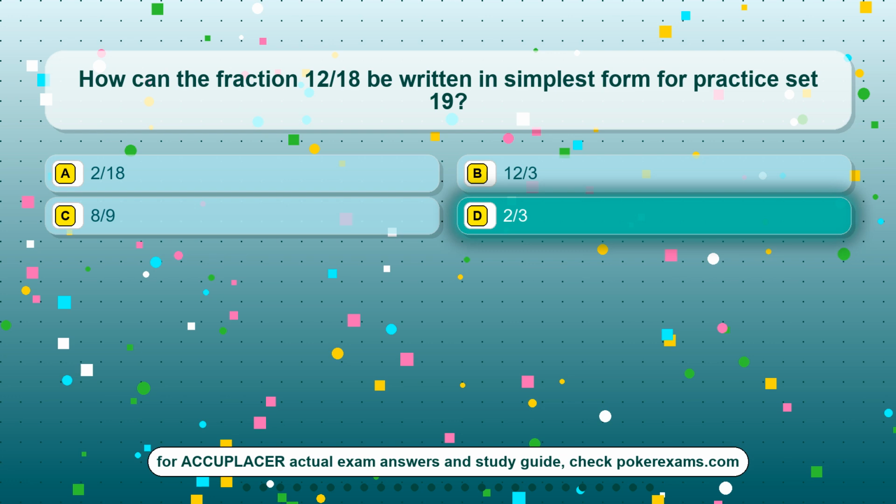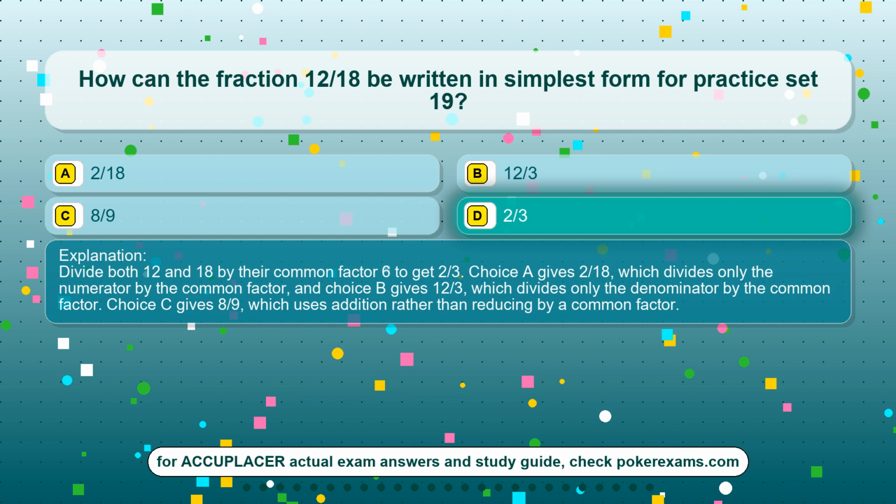The correct answer is option D, 2/3. Divide both 12 and 18 by their common factor 6 to get 2/3. Choice A gives 2/18, which divides only the numerator by the common factor, and choice B gives 12/3, which divides only the denominator by the common factor. Choice C gives 8/9, which uses addition rather than reducing by a common factor.